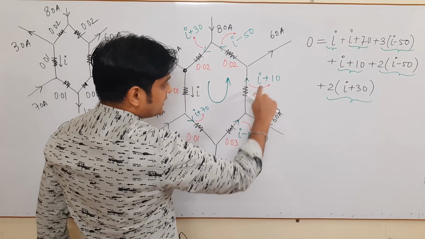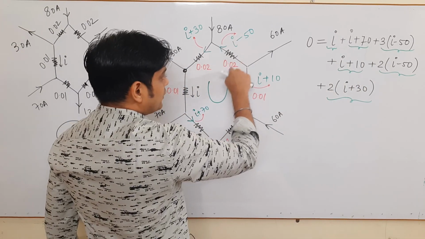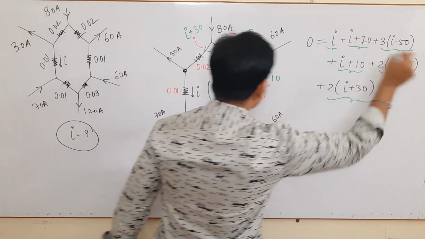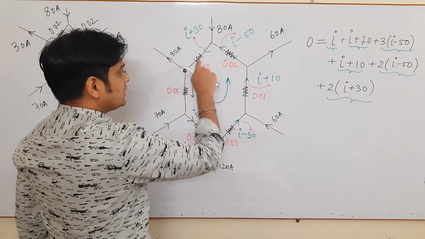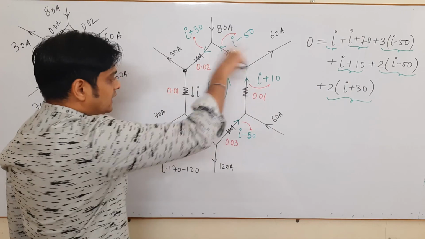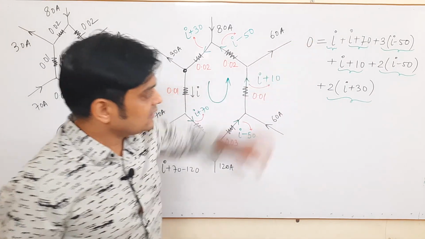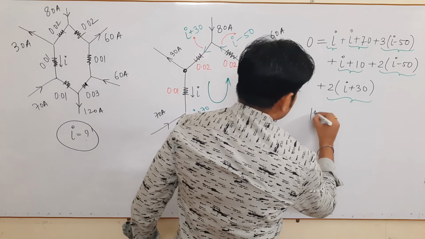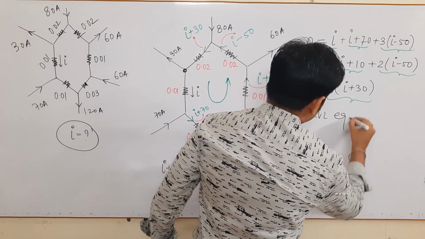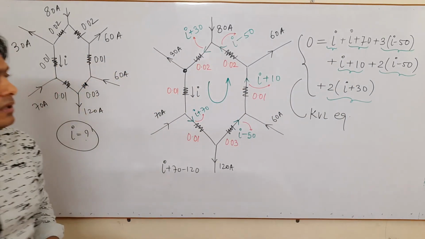Comes to here, again it is 1 into I plus 10. Comes to here, again it is 0.02 ohm, so it is 2 into I minus 50. And when it comes to here, again it is 0.02 ohm, so it is 2 into I plus 30. That should be equal to 0. So this is your KVL equation.